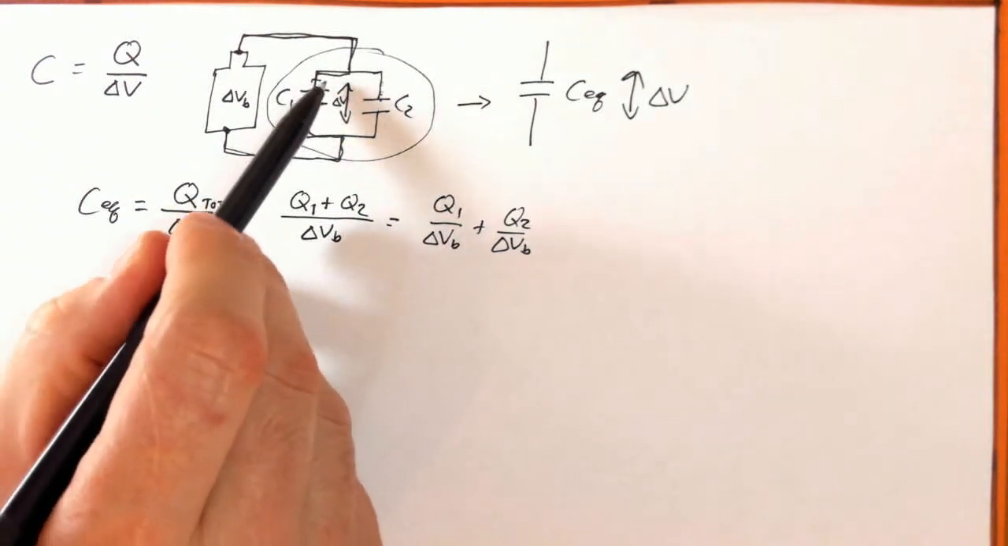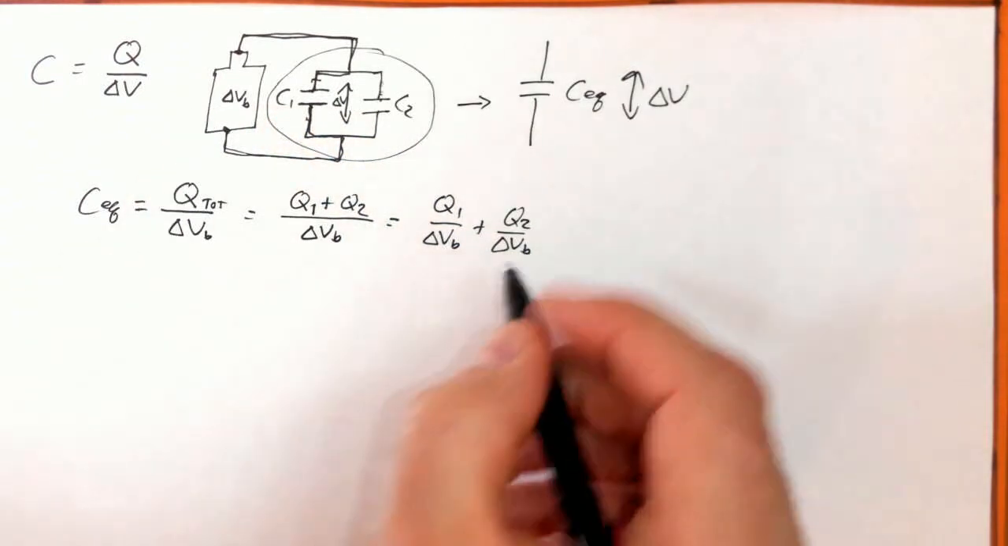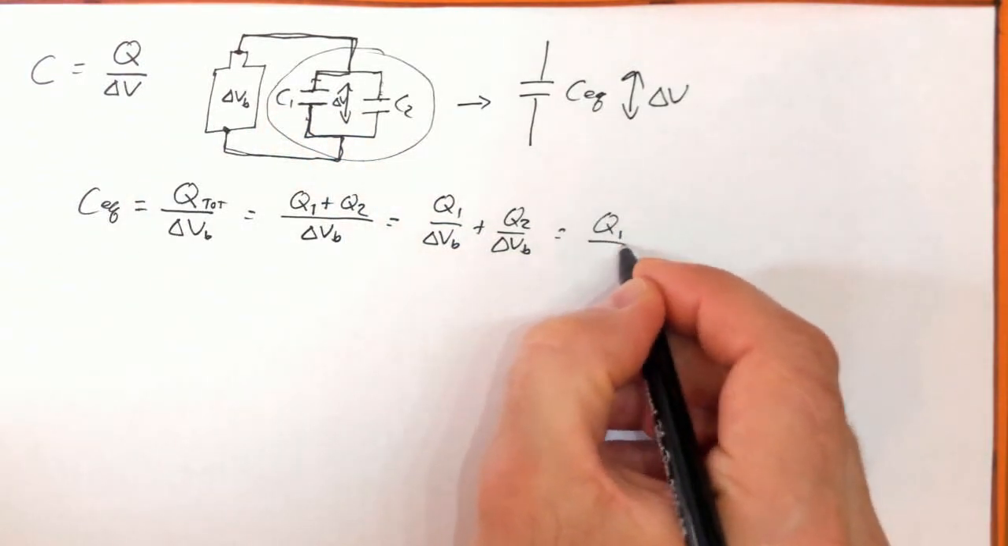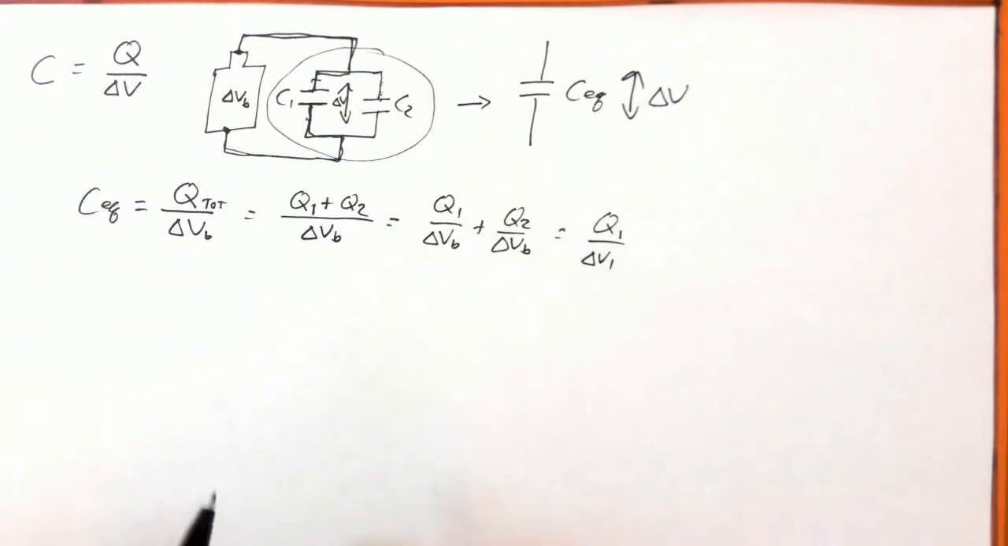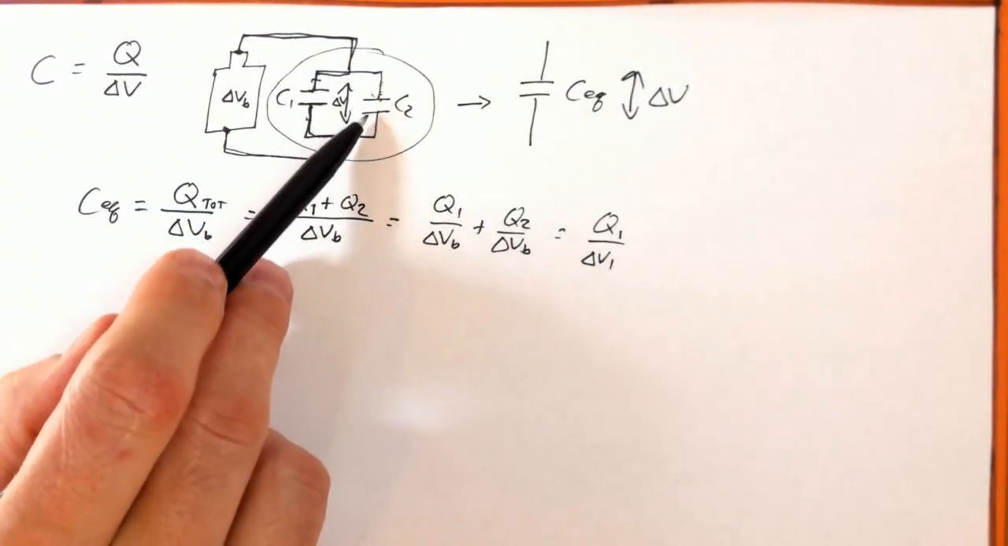That means that the potential difference across C1 alone is the same thing as across the battery. So that's Q1 over delta V1. And the same argument can be held about C2. Potential difference across C2 is the same.